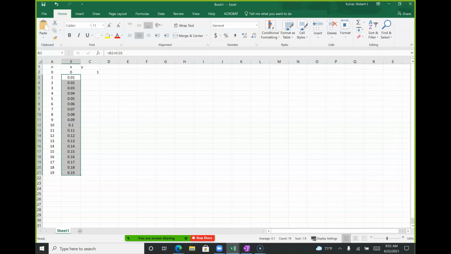Is anyone doing this with me? Can you see a thumbs up or a nod? Trying to set up Excel. Okay, I can start back once you're there. Anyone else trying to do this with me? Open Excel.